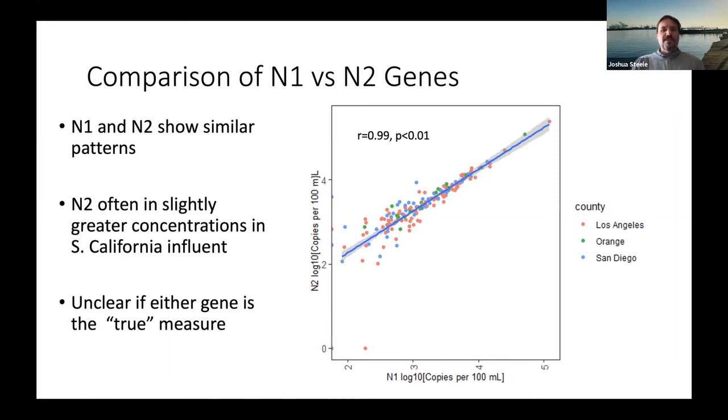And one thing that was curious, we have a slightly higher, if you notice, this isn't quite a one-to-one line. We had a slightly higher number of N2 compared to N1. Other parts of the country, they noticed the opposite trend, a slightly higher number of N1 to N2. We don't know which one is the true measure. We've continued measuring both. So that's one place where the variability was fairly small.